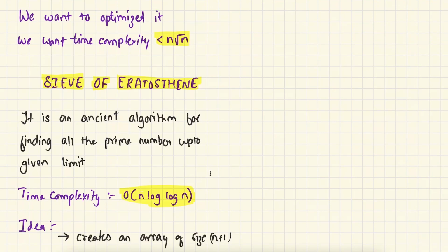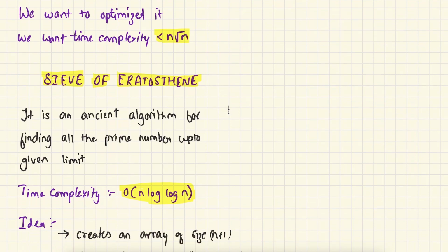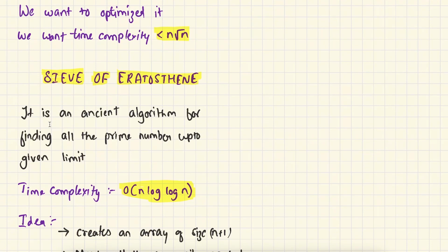If you want to reduce the time complexity of this function to less than n square root of n, then it is possible using this algorithm. The name of this algorithm is Sieve of Eratosthenes. It is an ancient algorithm for finding all the prime numbers up to a given limit. And the really cool thing about this algorithm is that its time complexity is big O of n log n, which is much smaller than this time complexity.